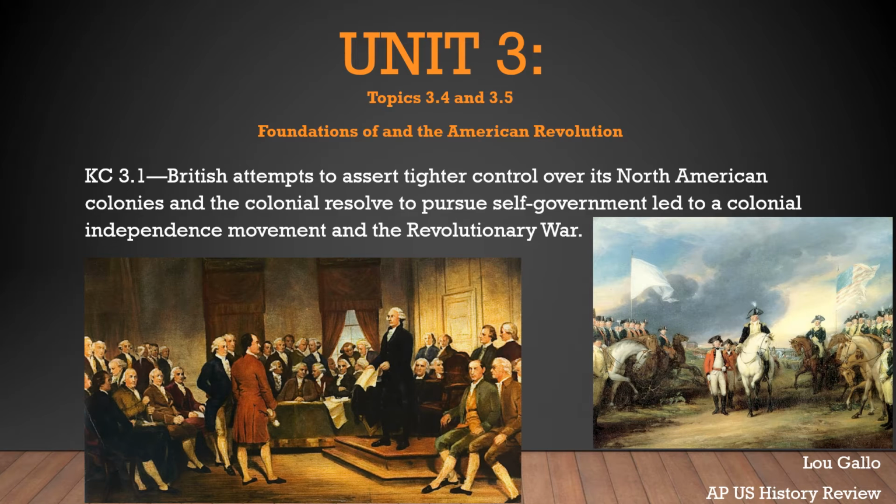Hey everybody, this PowerPoint is going to continue the discussion of the American Revolution by focusing on key concept 3.1 and the foundations of the actual American Revolution itself.